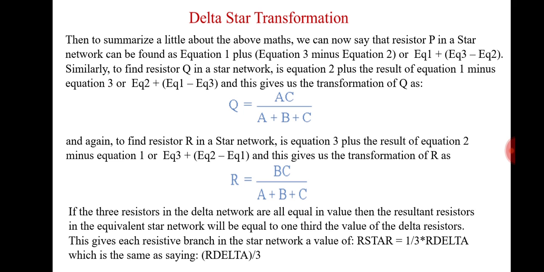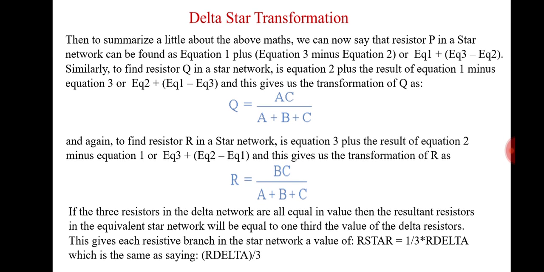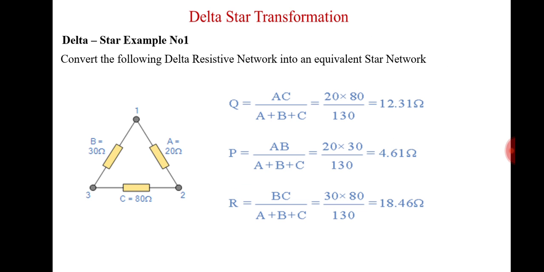Okay. If the three resistors in the delta network are all equal in value, then the resultant resistor in the equivalent star network will be equal to 1/3 the value of the delta resistor. This gives each resistive branch in the star network a value of R star is equal to 1/3 R delta. Here R is resistance or impedance, which is the same as saying R delta divided by 3.